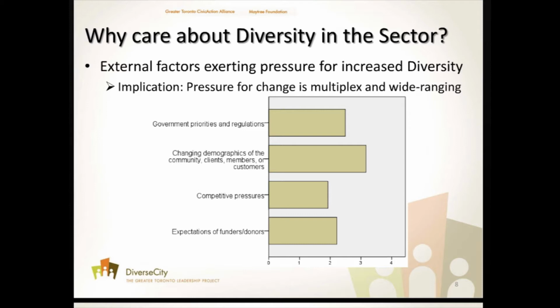And 4 dominant factors emerged from that collection. We can see government priority and regulation as being a primary one, as are expectations of funders and donors, and of course competitive pressures, which you would expect. But one of the interesting ones that stood out for me was the changing demographics of the community: clients, members, or customers. That, in much the business case sense of the term, as our clientele, as our stakeholders begin to change and demand change, our boards are increasingly feeling that pressure and embracing greater levels of diversity to try to capture and become more representative of the communities and the clientele they serve.